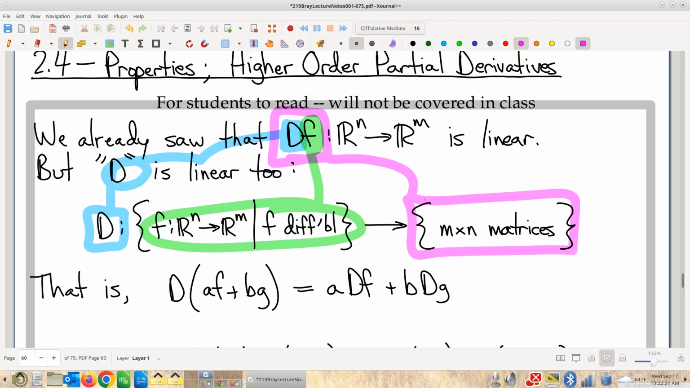This is subtle. This is where having had a full course in linear algebra really is important. I mean, the idea of a linear transformation from a vector space of functions into a vector space of matrices is something that takes a little getting used to. So anyway, that's the assertion.